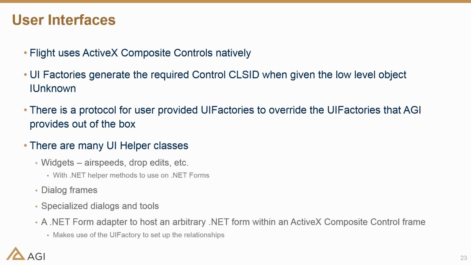We also have a specialized system making use of the factories, and a special wrapper object where we can make use of .NET forms, and that's how we're doing our T&E toolkit procedures. We're using C# to build those procedures, and we build the GUIs in .NET forms, but we use this special factory object that does all the right handshakes, and so we're able to pop up the .NET form right within SDK, and it looks like it's built in. It looks great. We also have these widgets, as I alluded to, for things like airspeeds and drop edits, and they work on .NET forms too.